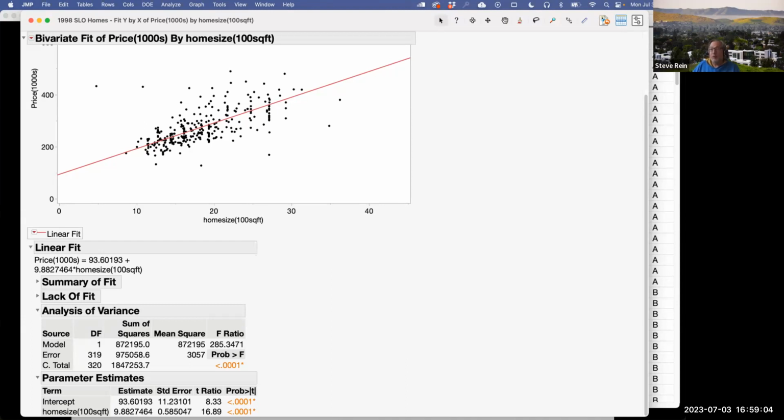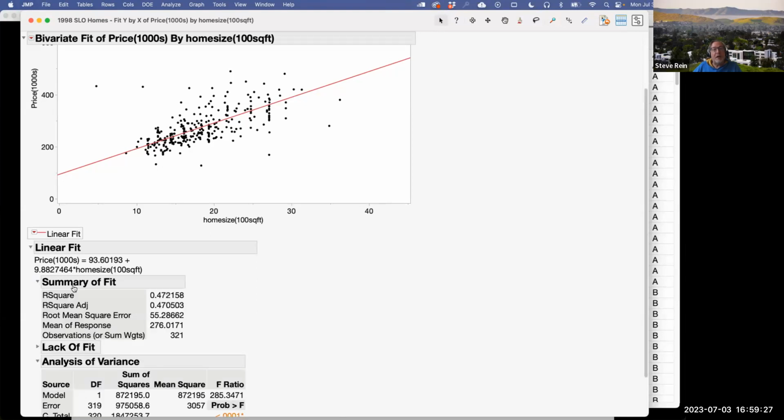In class next week, we will see indeed that that will not always be the case. And the upstairs analysis of variance hypothesis test tackles a different question than the slope test, but that's for next week. One other thing I would want to draw your attention to, and that is the summary of fit.